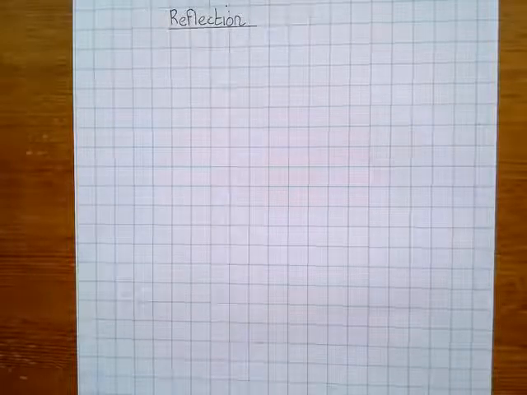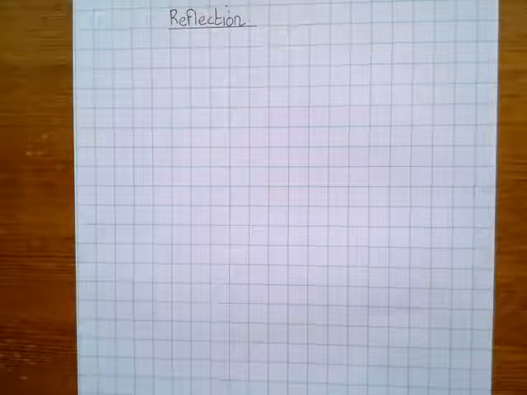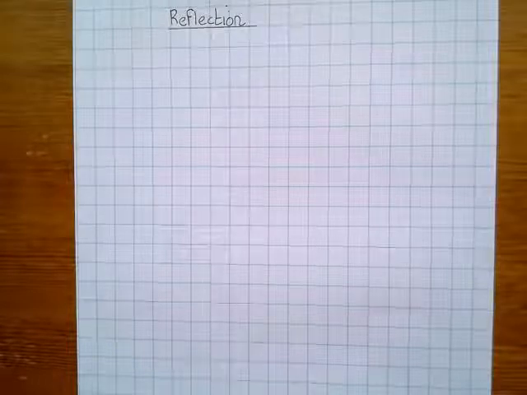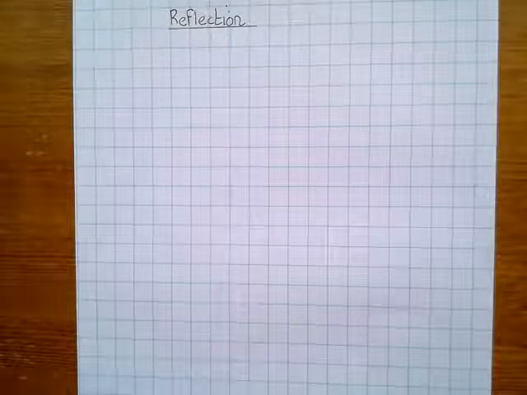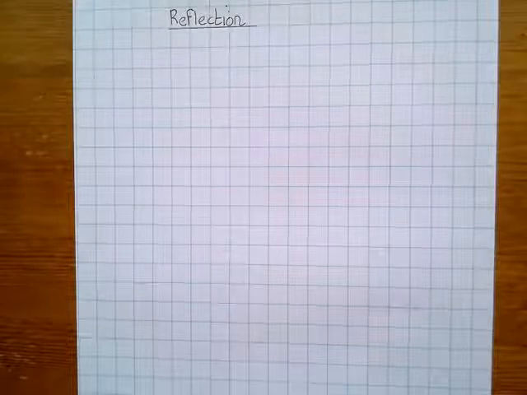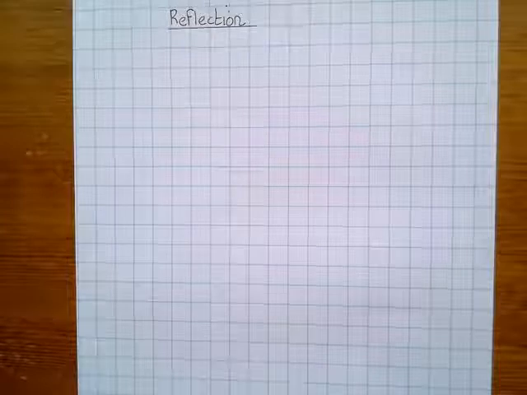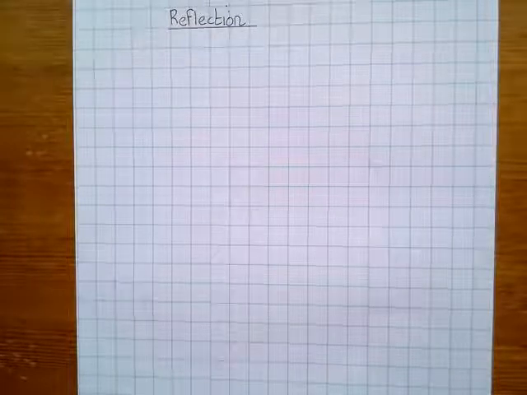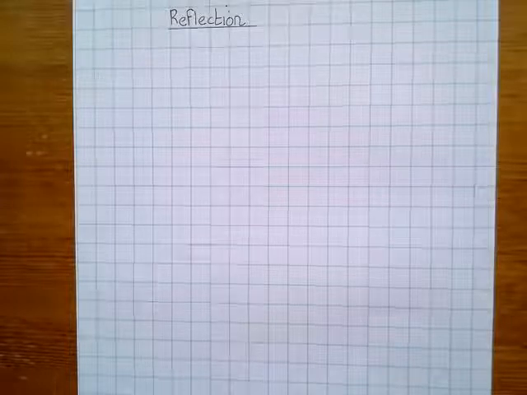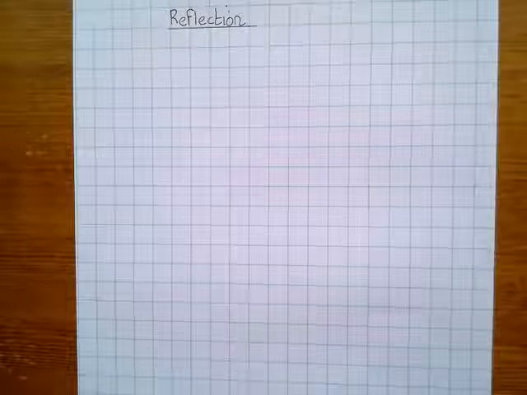So for today I'm going to talk to you about reflection. There are basically four main types of transformation in maths. By transformation I mean doing something that changes a shape, makes a shape look different. So there are four of those, and we're going to be looking at them all over the next 2 weeks. The first one we're going to look at is called reflection. I'm sure you all know what reflection is.